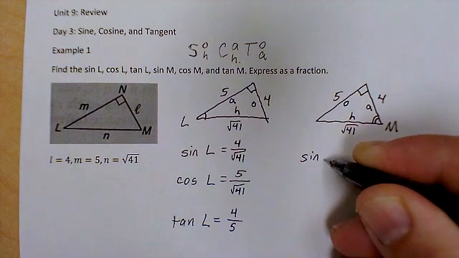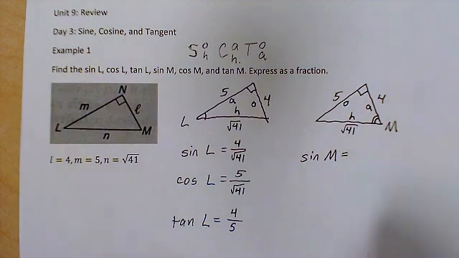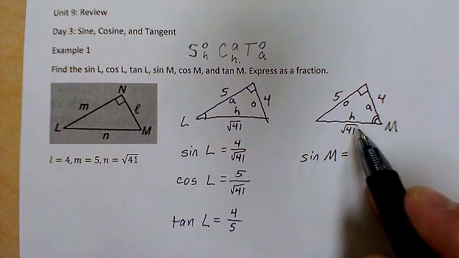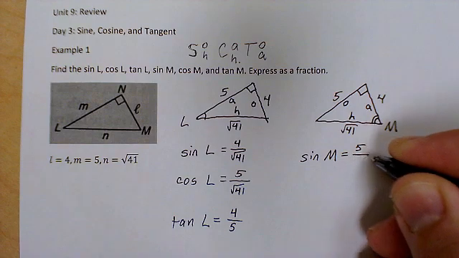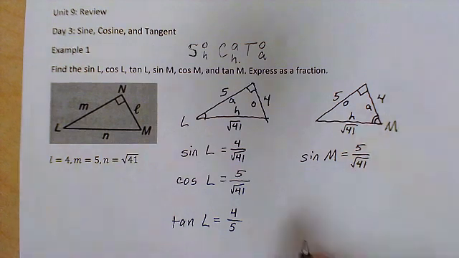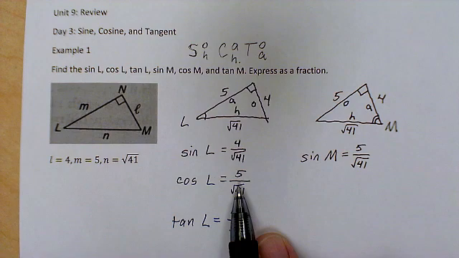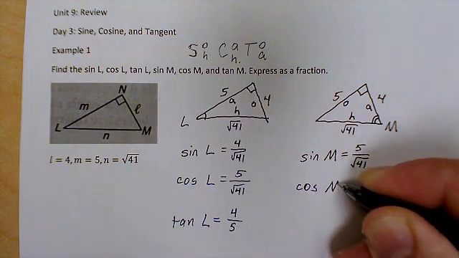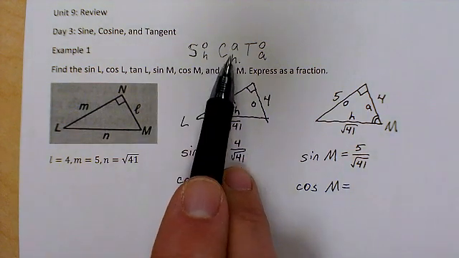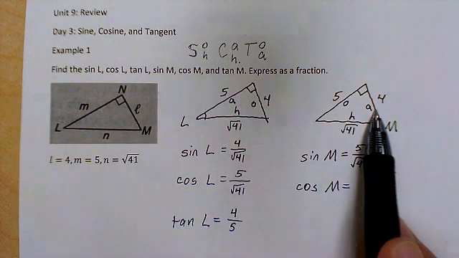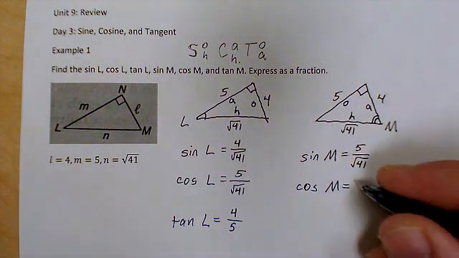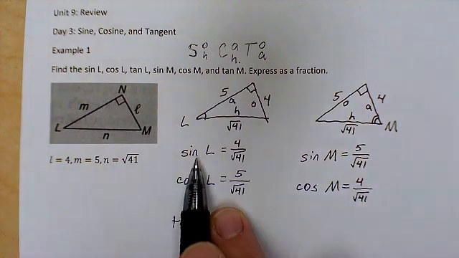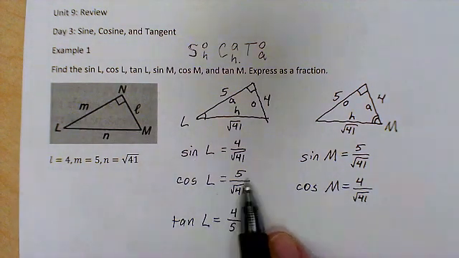The sine of M is equal to opposite over hypotenuse. So that will be 5 over the root of 41. You're going to see that that lines up with what cosine of L was. Now let's do the cosine of M. Cosine is adjacent over hypotenuse, so that is now going to be 4 over root 41. You're going to see that that was the same as the sine of L. Those will always crisscross there.